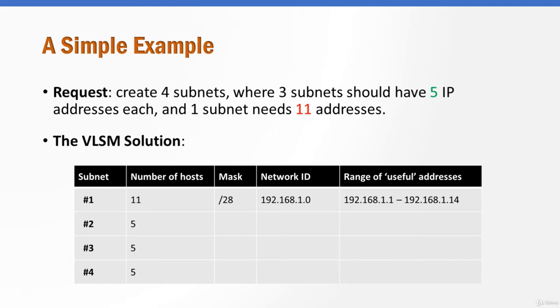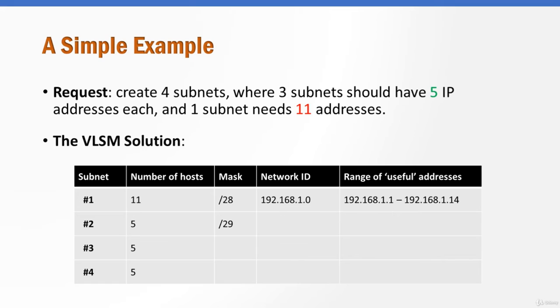Now let's determine what's going to be the mask for the second subnet. The second subnet, just like the other 2, needs only 5 IP addresses. So we can give it /29 because that gives us 3 bits for the host portion, which means we can create 2 to the power of 3, which is 8, different IP addresses for hosts.